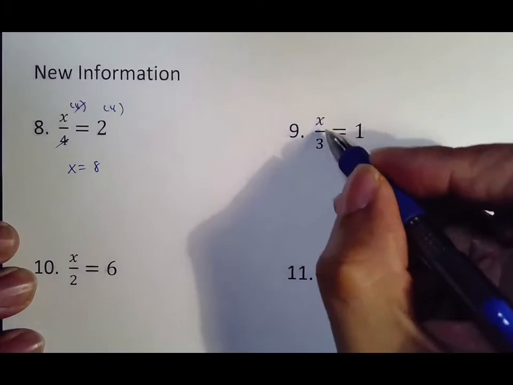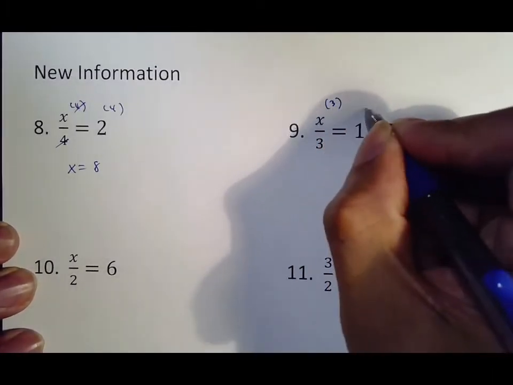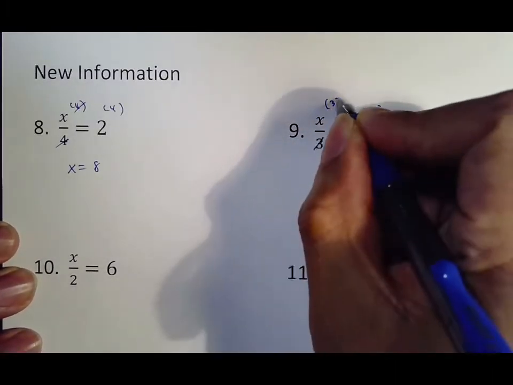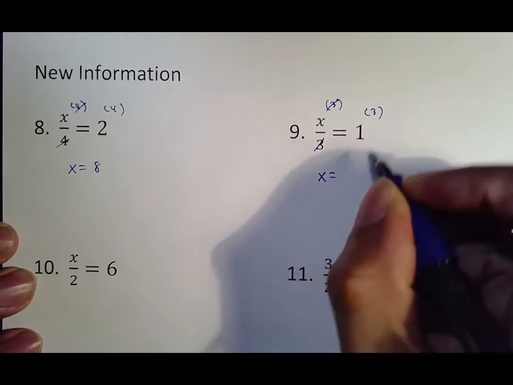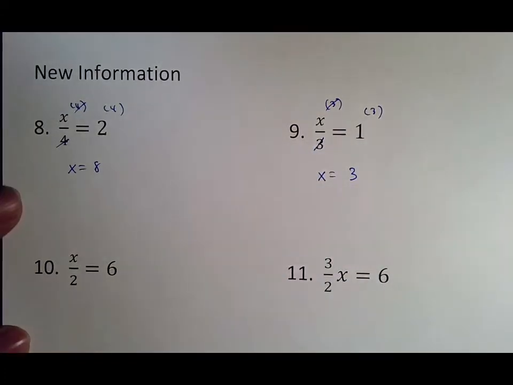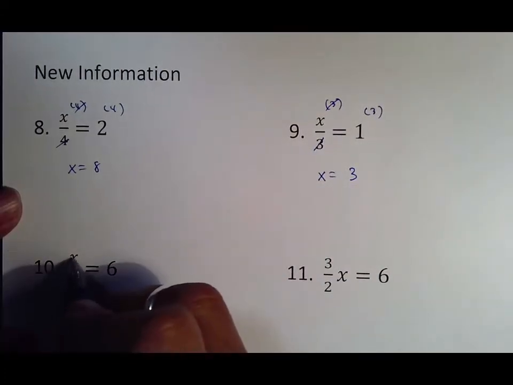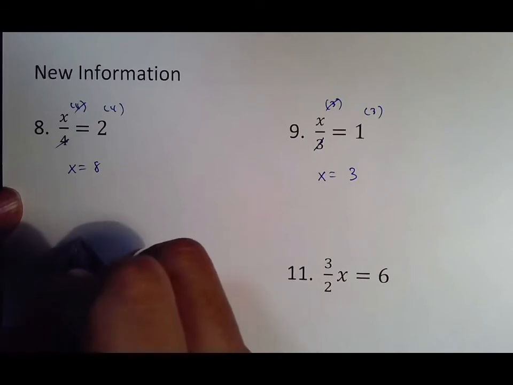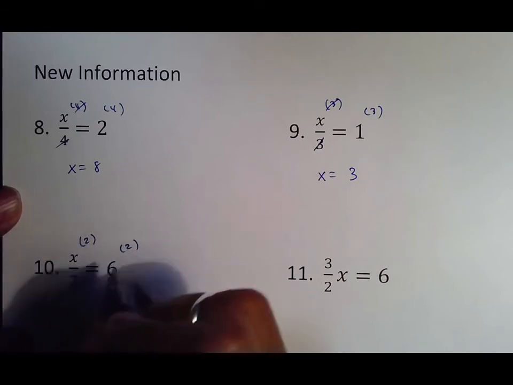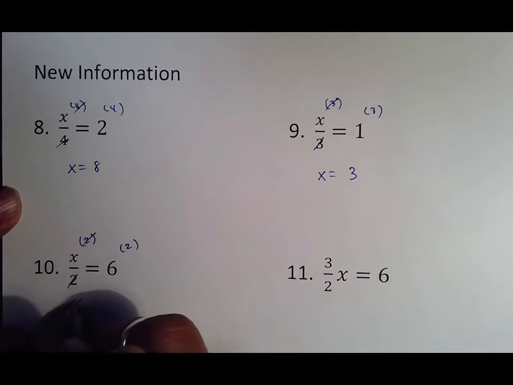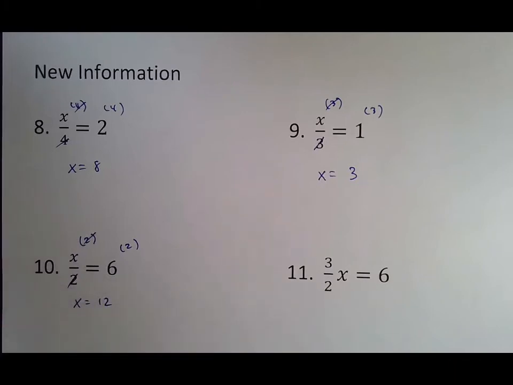On number 9, it's x divided by 3. So what we do is we multiply both sides by 3. A 3 on the top and bottom will cancel. 1 times 3 is 3. Same thing here. X divided by 2 is 6. Again, there's a 2 on the bottom, so we have to make it a habit that anytime that number is on the bottom, we multiply by that number to move it.